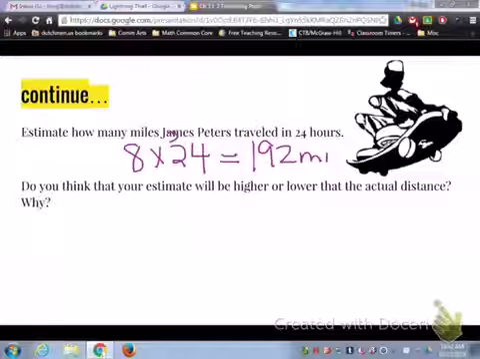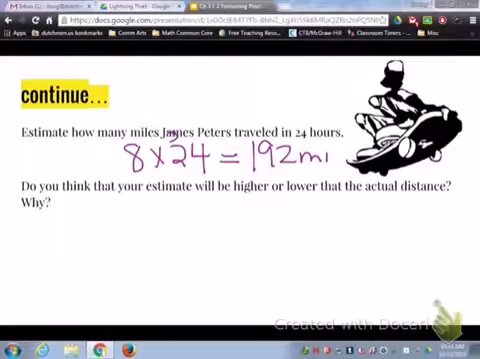And why do you think that? Well, since we rounded the 7 6/10 up to 8, that means it's slightly above the actual miles per hour. So that means that we should have a higher estimate than our actual distance.